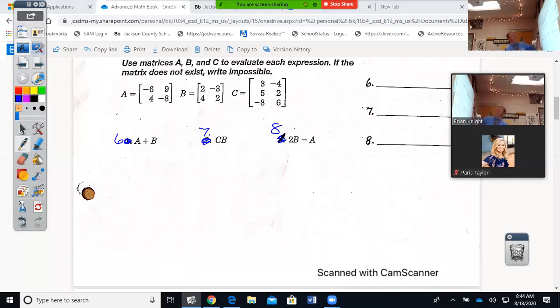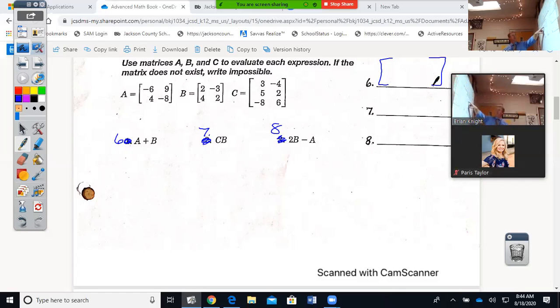You're using the matrices they give you, A, B, C, and you're evaluating what they're asking you to, okay? So the first one, you're just adding A and B. Can you add A and B? Yes, they are the same size. They're both 2 by 2s. And you don't really have to show any work because you're just adding.